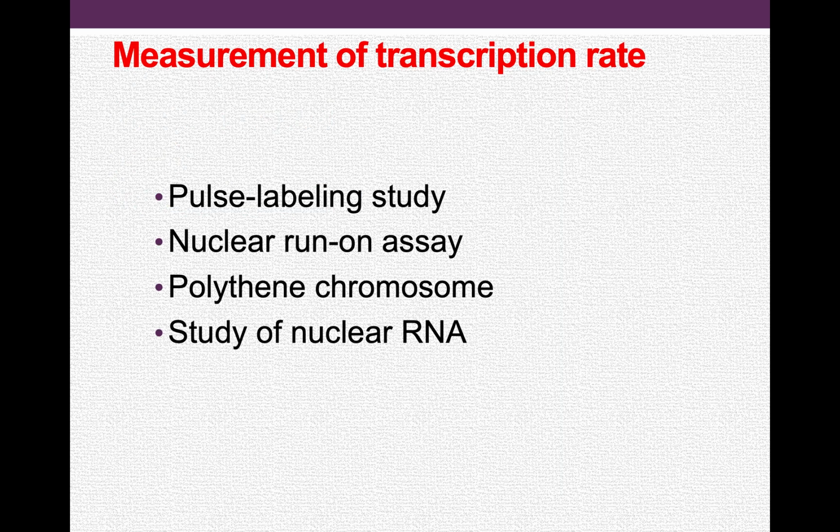Now, what I'm going to cover here is some of the experimental techniques carried out in labs to determine transcription rate. This is what they report for certain bacteria only, and it may vary from one bacteria to another. There are 4 kinds of measurement: pulse labeling, nuclear run-on assay, polyethylene, chromosome, and study of nuclear RNA. We will see each and every one of them.